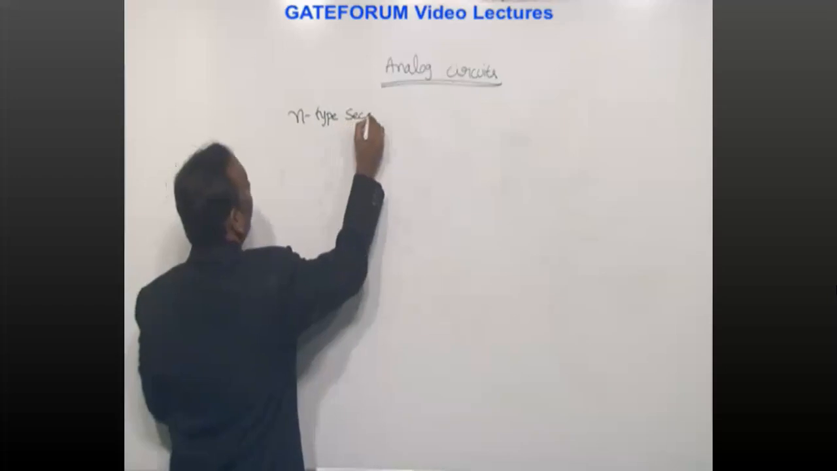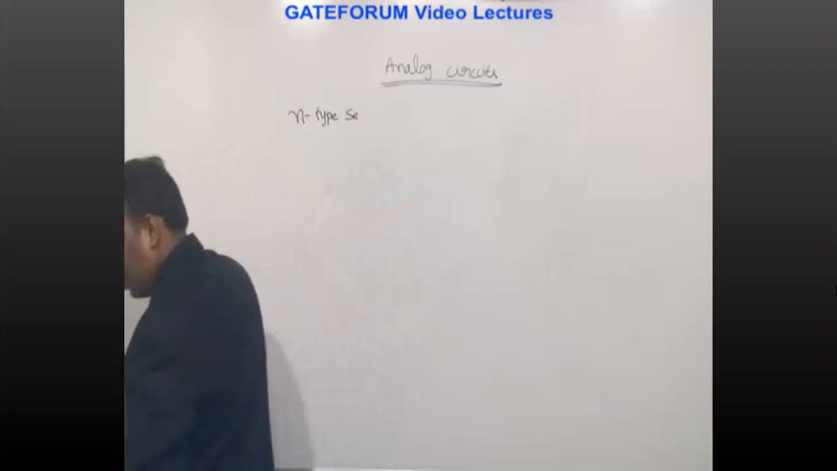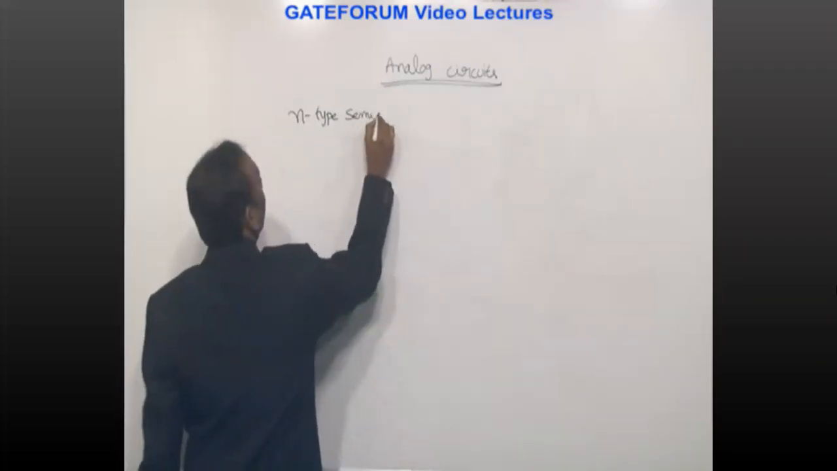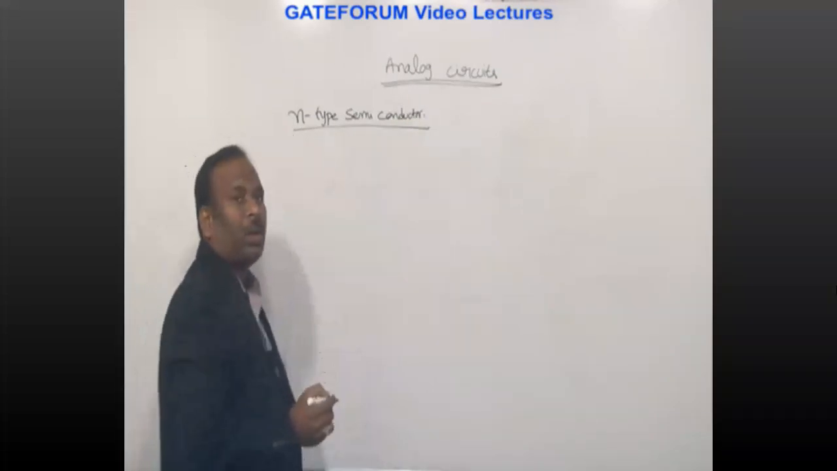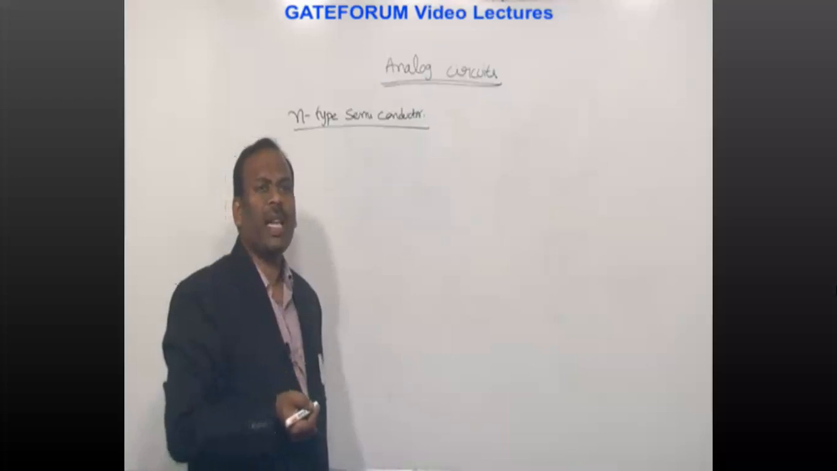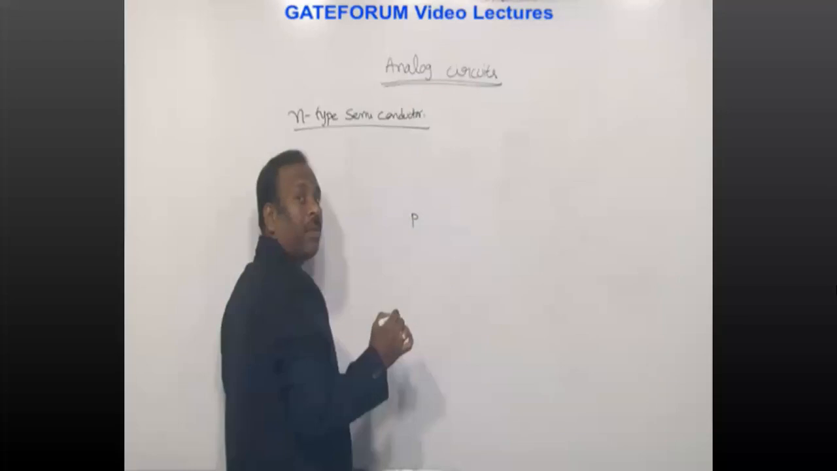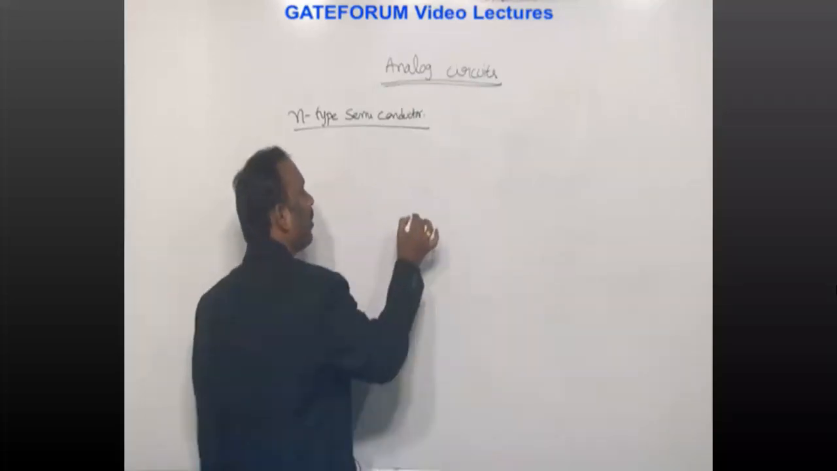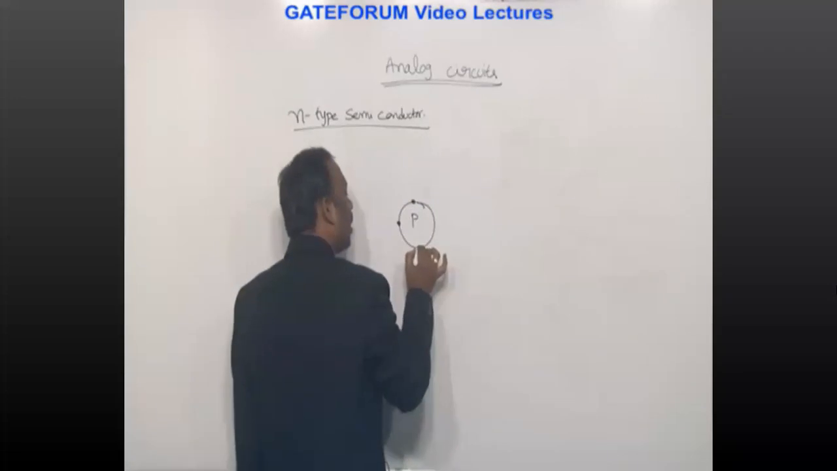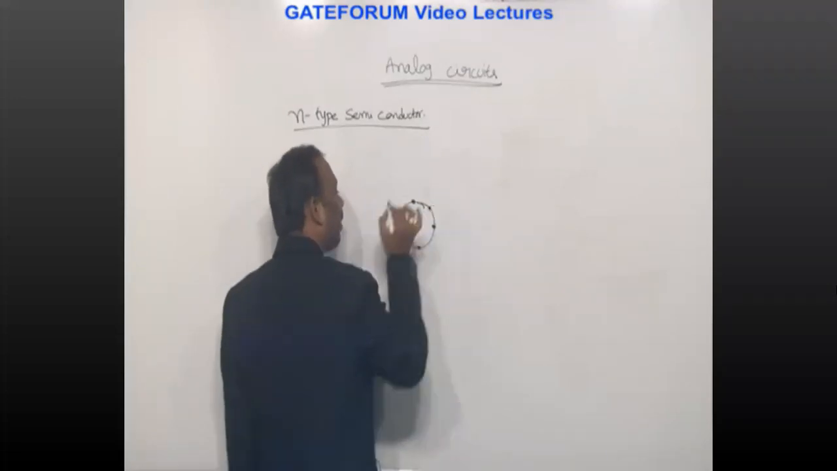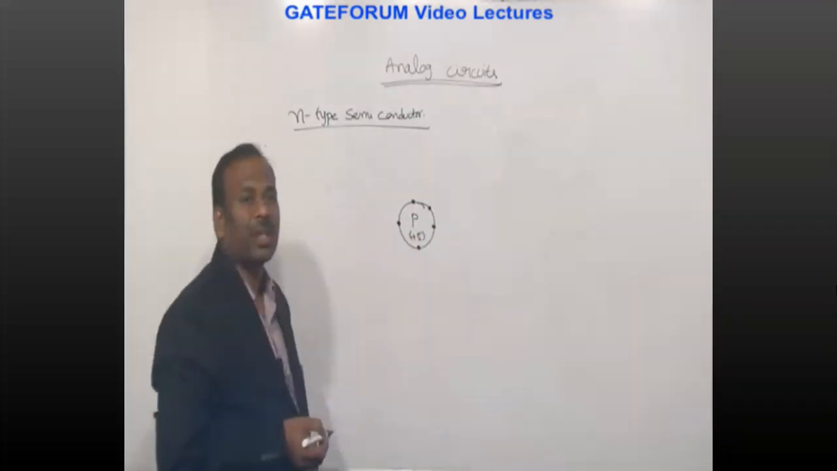n-type semiconductor. So, what type of impurities we are adding? Fifth group element, phosphorus. Take phosphorus. Phosphorus is having 5 valence electrons. These electrons now I am representing like this, 3, 4, 5 valence electrons. So, 5 electrons I am representing, plus 5, so that it becomes neutral.